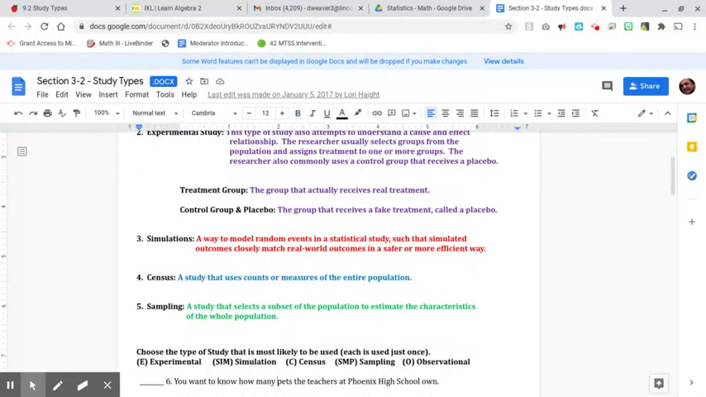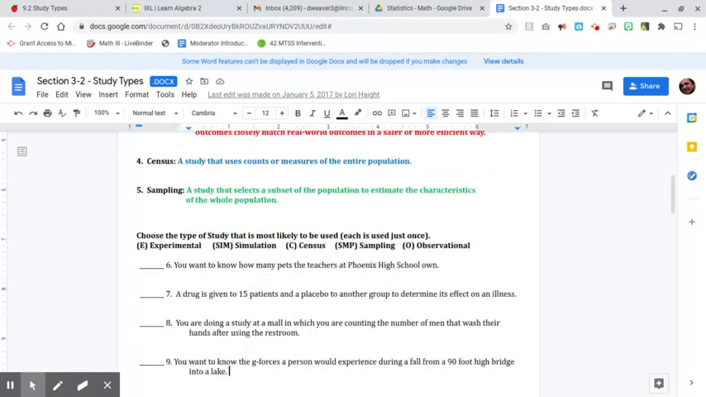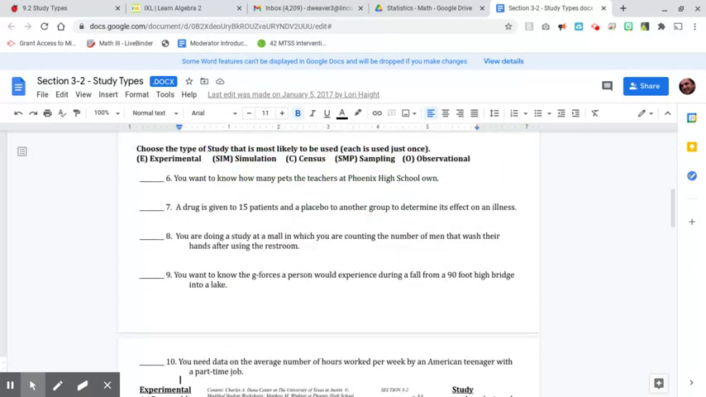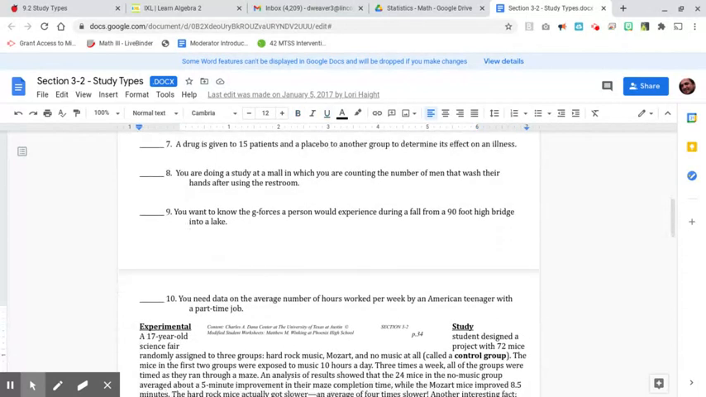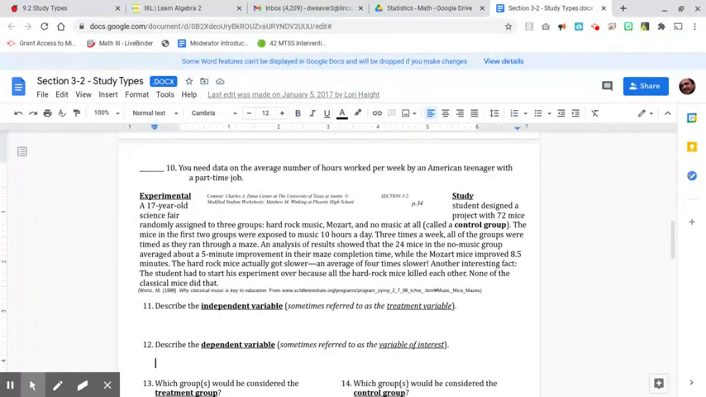So next, what you want to do in 6 through 10 is to choose the type of study that is most likely to be used. And it says each one is used once. So there's 5 studies and there's 5 questions. So you should be able to kind of eliminate some in a couple of your answers. And we'll move further down to an experimental study.